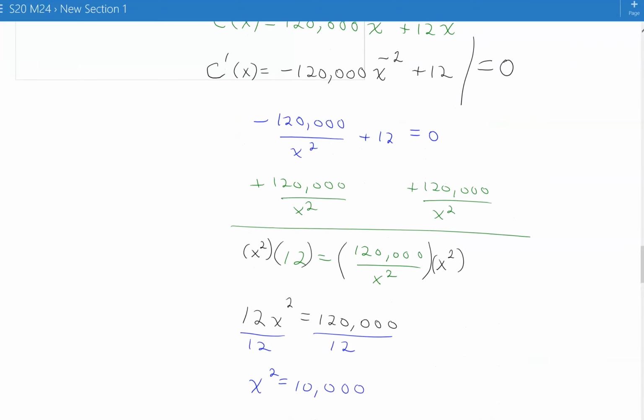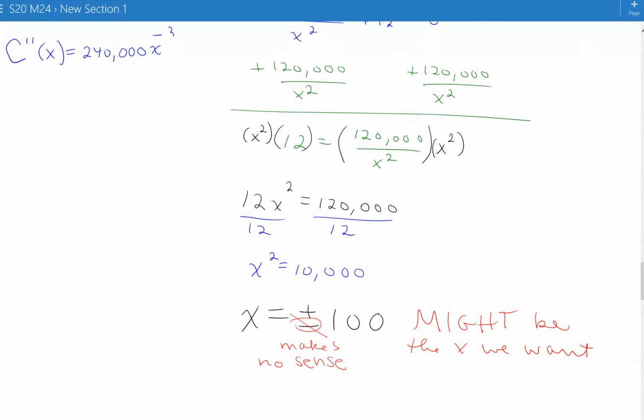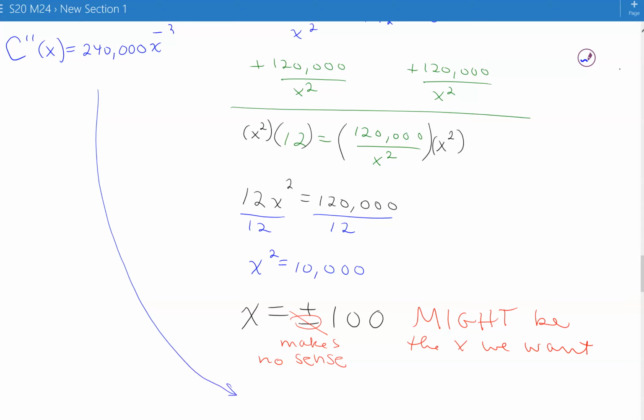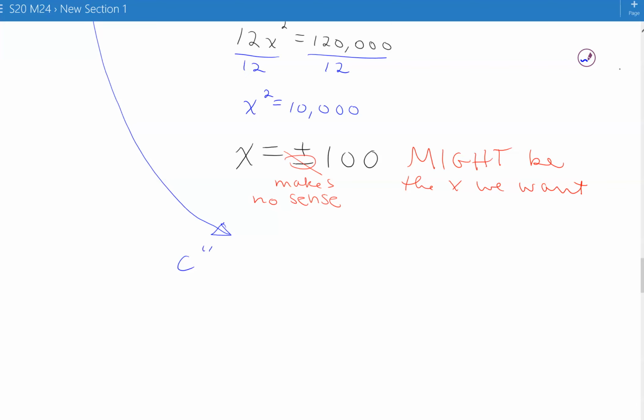So let's find our second derivative. Here's my first derivative. C double prime is going to be 240,000 x to the negative 3. Okay, so I just wanted to put that where I could see it. So let me bring it down here now. 240,000 x to the negative 3. So I'm going to write that over x cubed.